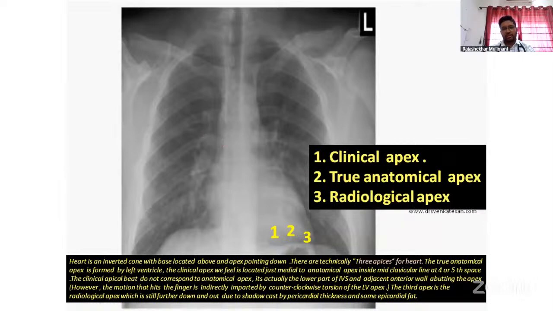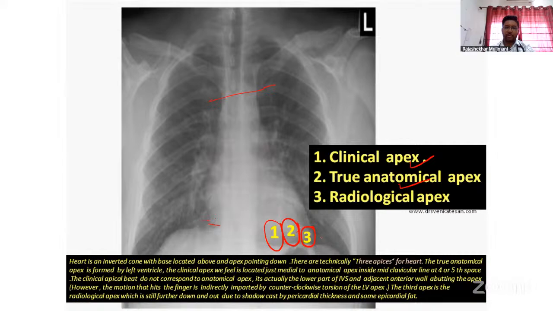So what is the difference between a clinical apical impulse, the true anatomical apex, and the radiological apex? There is a slight difference. We know that the heart is an inverted cone-shaped structure whose base is situated at the upper part. So we usually have the clinical apical impulse. This is the true apical impulse. This is the radiological apex.